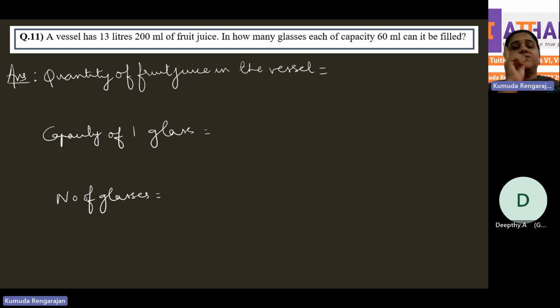You're right. It's 13.2 liters. But which is the smaller of the two units, liter or milliliter? So you must convert 13 liters, 200 milliliters entirely to milliliters.